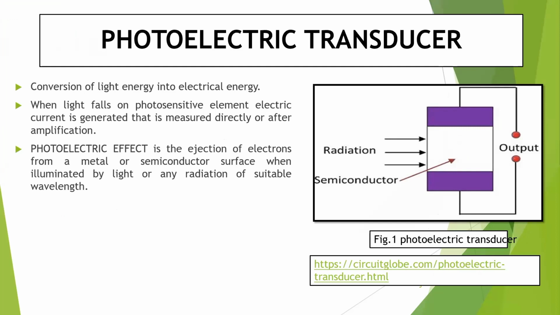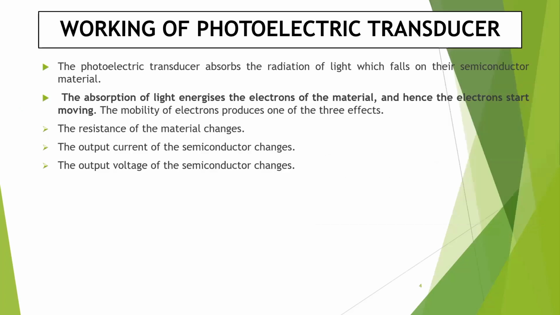So whenever there is a photosensitive element, sometimes we use an LDR also, a light detecting resistor, electric current would be generated. The photoelectric effect is just the ejection of electrons from a metal when illuminated by light or any radiation of suitable wavelength, right? Similarly, when we talk about the working of a photoelectric transducer, it basically absorbs the light energy, and hence the electrons start moving.